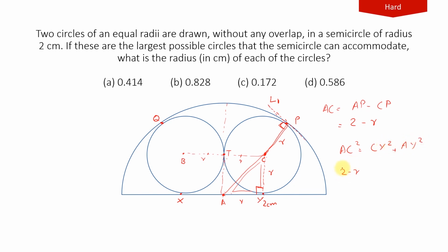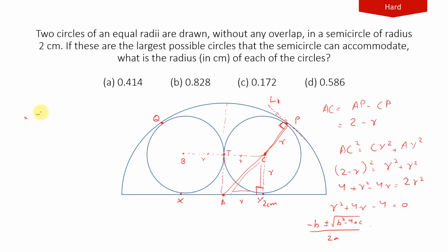2 minus R whole square is equal to R square plus R square. 4 plus R square minus 4R is equal to 2R square. So R square plus 4R minus 4 is equal to 0. So we have to solve this quadratic equation. So we will use the formula minus b plus minus under root b square minus 4ac divided by 2a. Let's put these values.